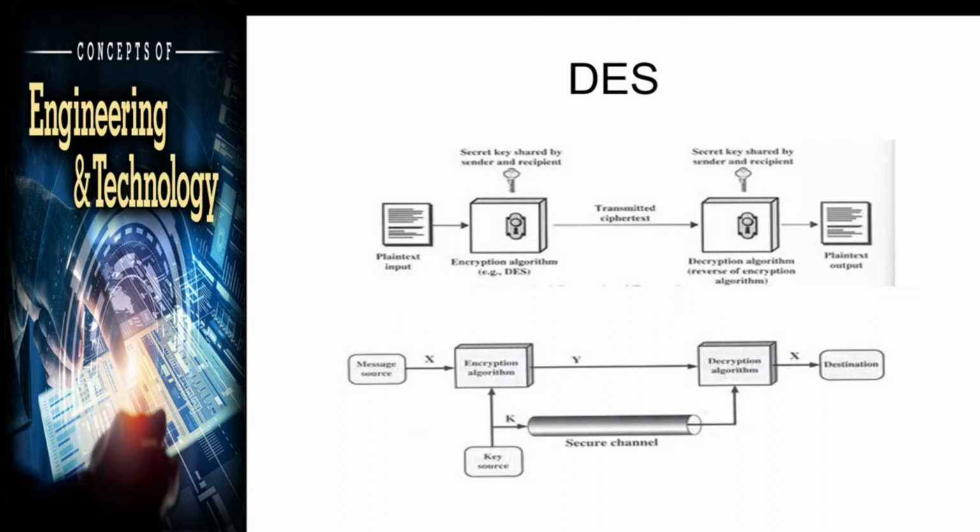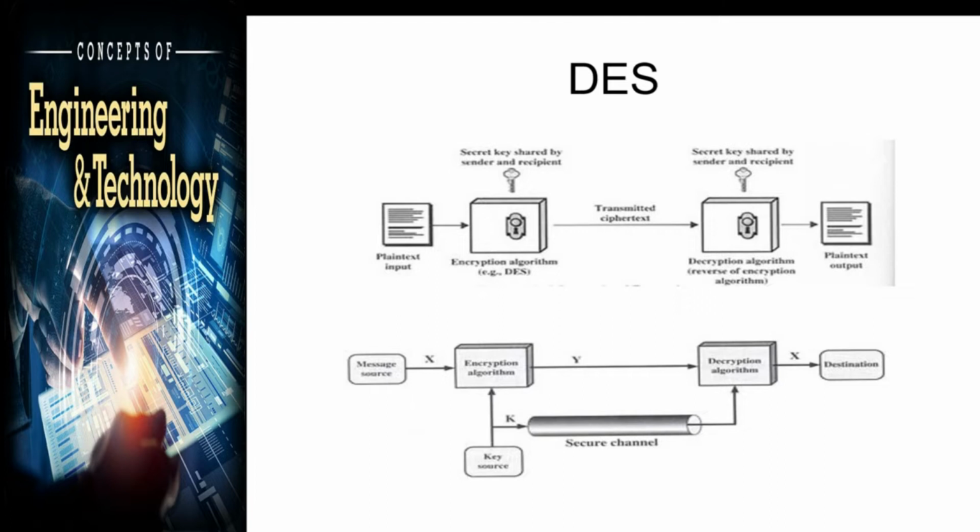When you are sending from the sender end, you will be sending the plain text, which will be converted into the cipher text. After encryption, you will be looking for the decryption algorithm, and then you will get the plain text output. So this is what we get as the original information on the receiver end. We need to concentrate on the path from the message source to the destination. The message source has the original information.